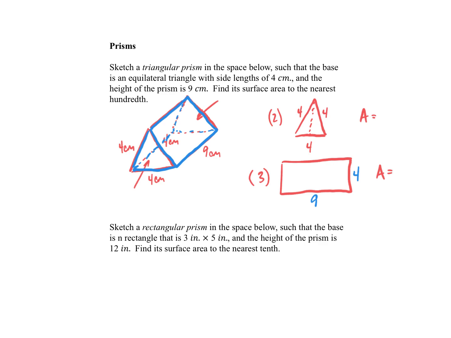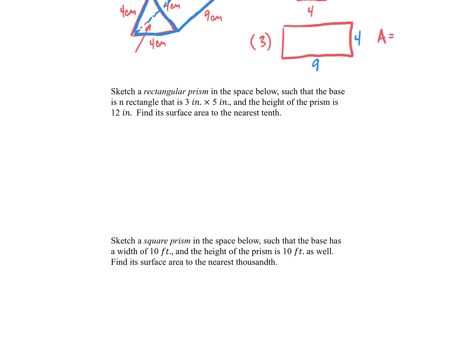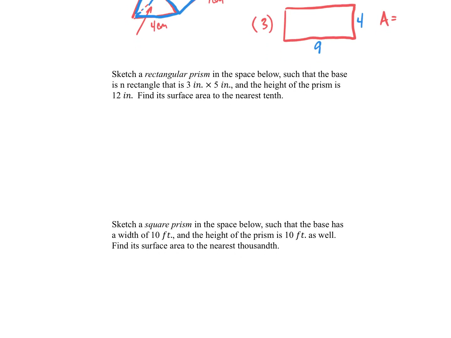Take a look at the next example. We're going to sketch that second rectangle, the second prism you were asked to sketch for homework, which is a rectangular prism. The base has to be a 3 by 5 inch rectangle, and the height is 12 inches. So let's start with the base. So there's our base, 3 by 5, and then the height of the prism is 12, so I'm going to extend all these sides back by 12 inches.